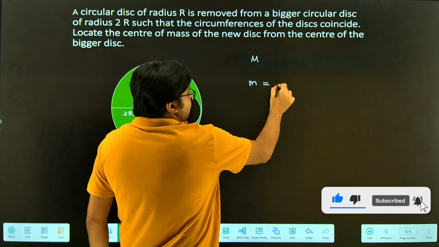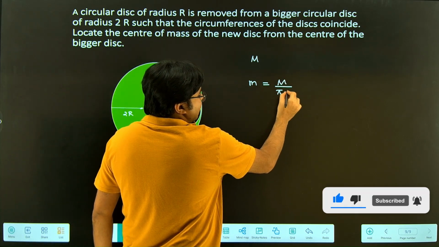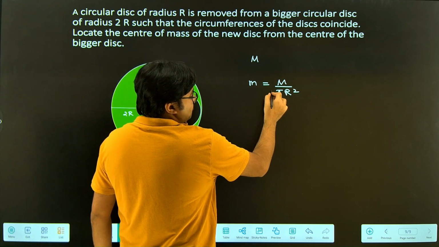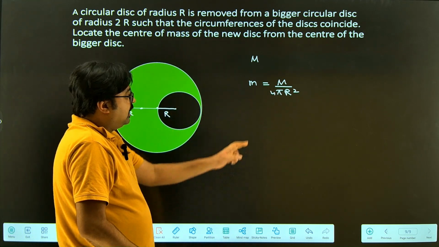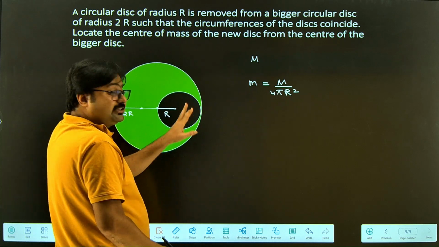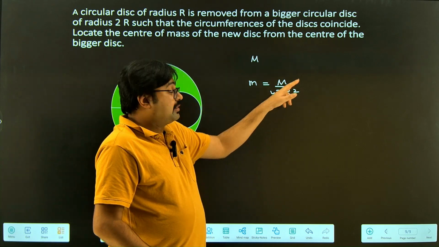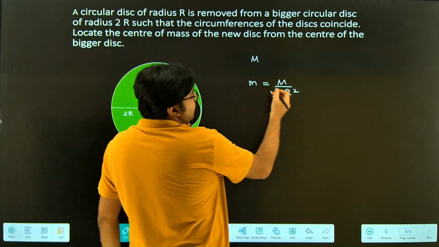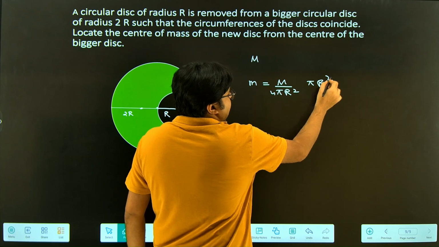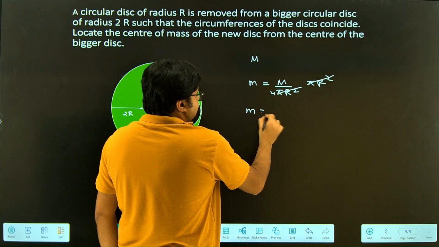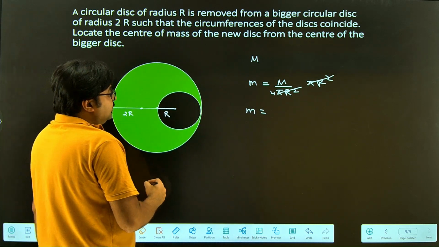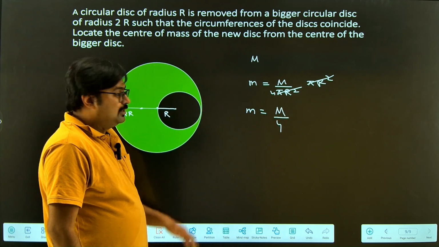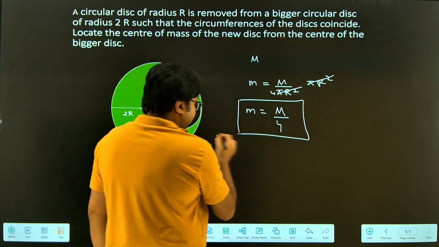How do you calculate that? Total mass divided by total area, which is 4 pi r square, because the radius of the bigger disk is 2r, so pi into 2r the whole square is 4 pi r square, multiplied by the area of the smaller disk here, which is pi r square. The pi r square and pi r square get cancelled. The mass of the cut part of the disk is 1/4 of the total mass of the disk. So that's how you figure out how much is the cut part of the disk.